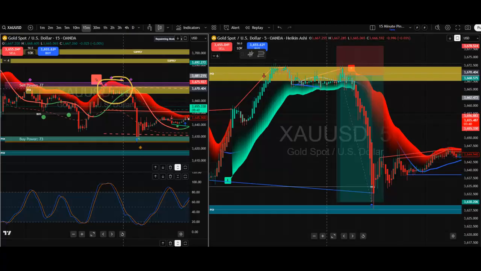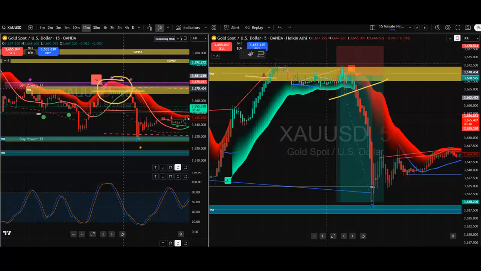Very strong supply zone. So I'm not waiting around. I'm not waiting for the change of character. I'm not going to be sitting in my chart for hours waiting for that. It's just not my style. So I will get in once I see that.